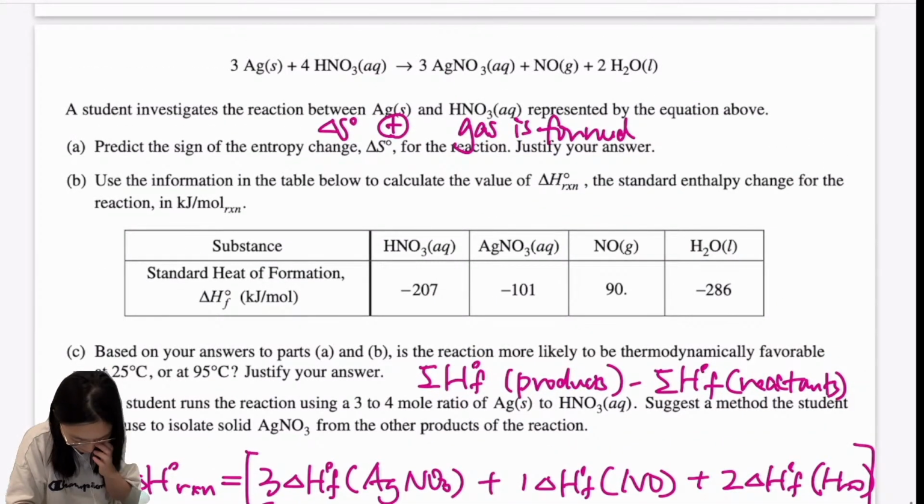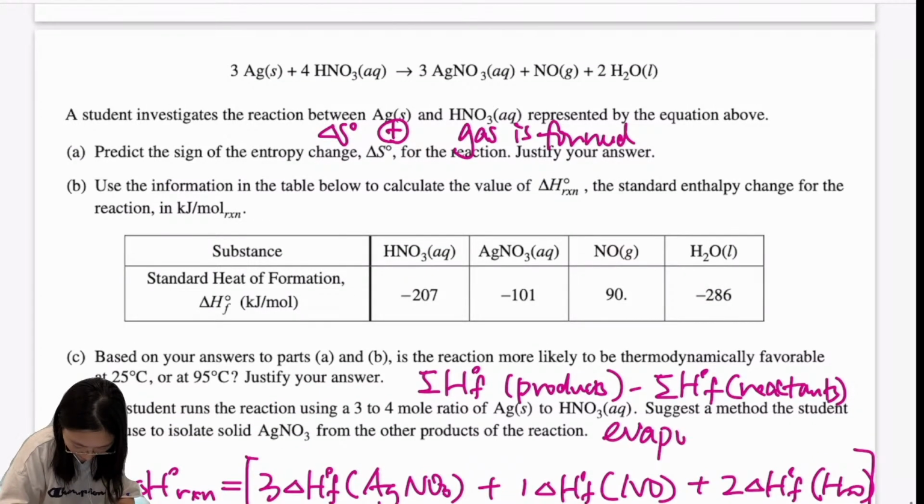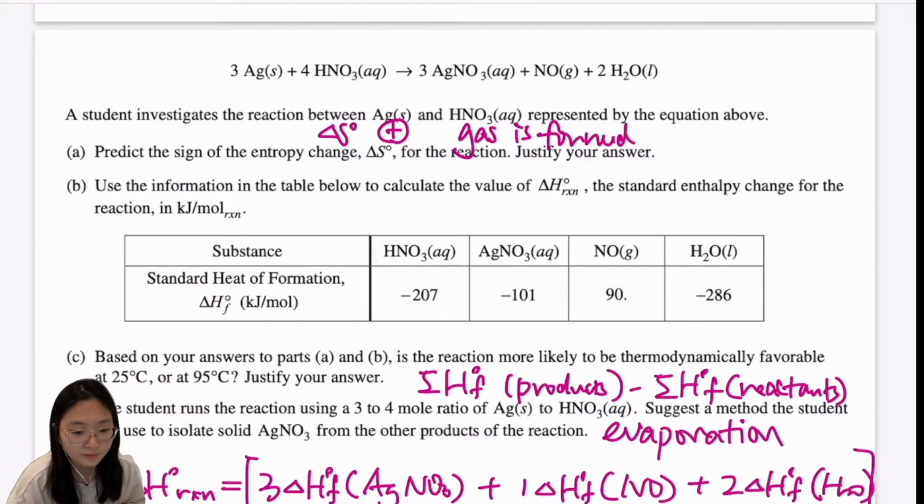Okay, so basically, silver nitrate is pretty soluble in water. So how do you separate silver nitrate from other products? What is the easiest method to separate the solid and the water? Just evaporation. That's it. If gas isn't forming, the method is evaporation.